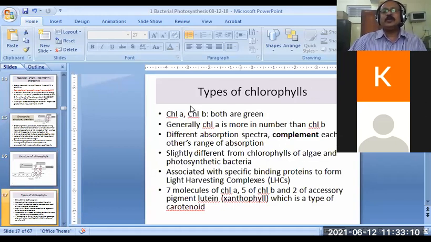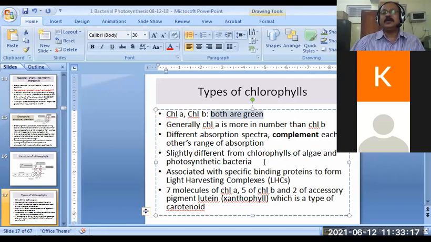Then there are 2 types of chlorophylls: chlorophyll A and chlorophyll B. Both of them appear green in color. Appearing green means they emit green color and they absorb the other colors in the visible range. Especially they can absorb red, yellow, orange, and blue colors, and green color is emitted by chlorophyll.